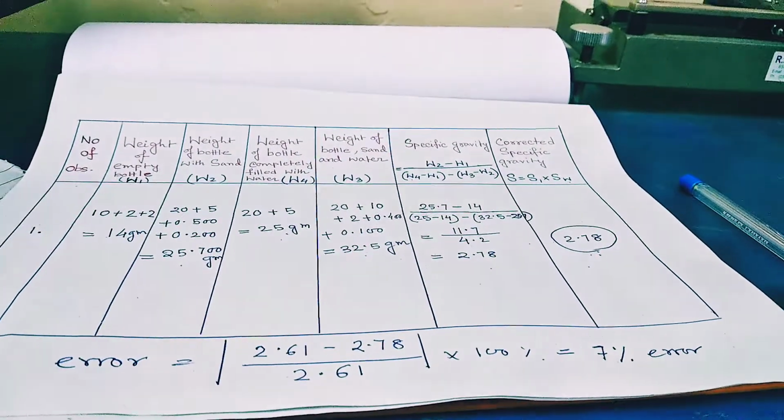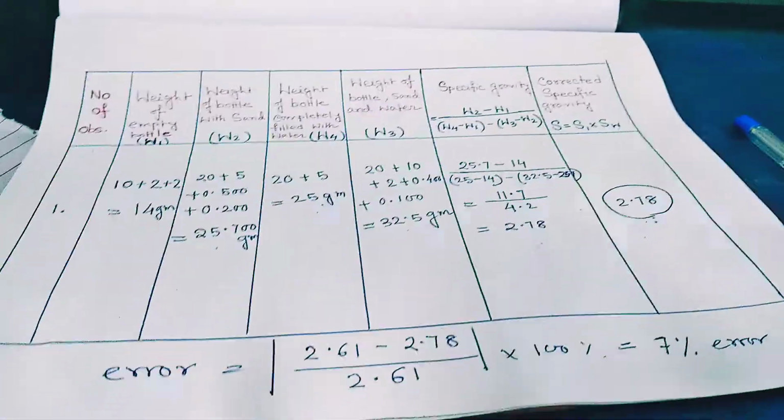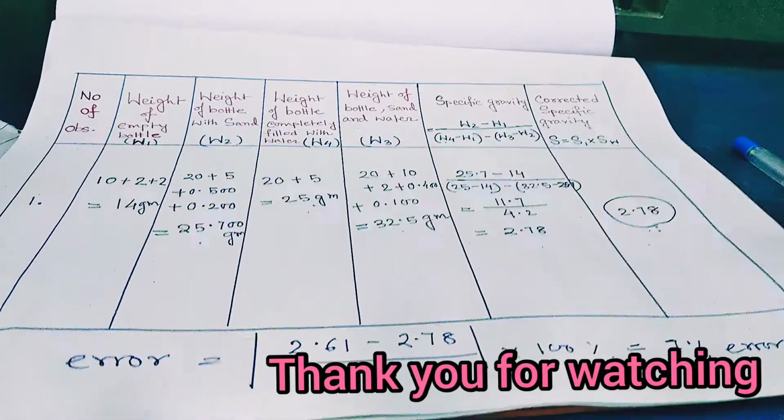So we have completed our experiment and we have got 7% error. That is acceptable, a good experiment.